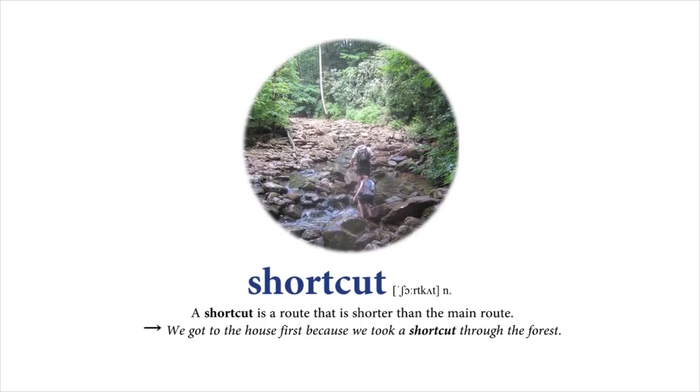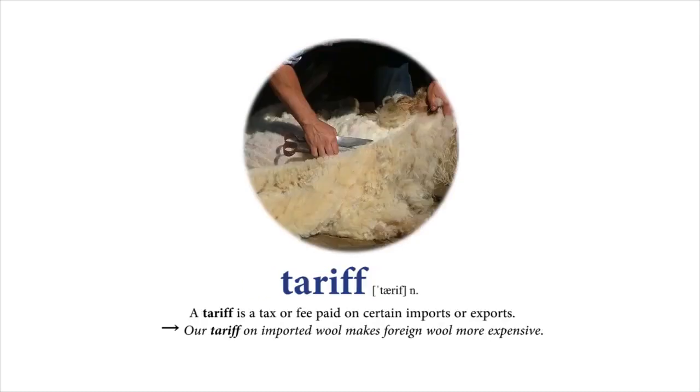Shortcut. A shortcut is a route that is shorter than the main route. We got to the house first because we took a shortcut through the forest. Tariff. A tariff is a tax or fee paid on certain imports or exports. Our tariff on imported wool makes foreign wool more expensive.